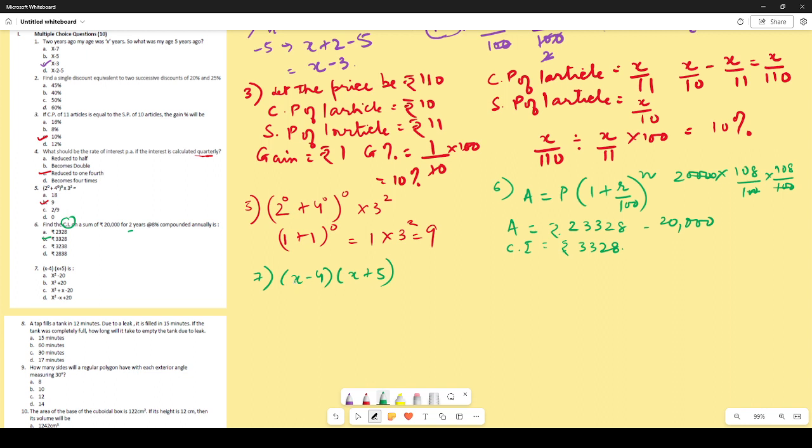So what you will do is, first you will multiply x with x, so that is x square. Then x into 5, so that makes it plus 5x. Now minus 4 into x, minus 4x. Minus 4 into 5 is minus 20. So you get x square plus x minus 20.